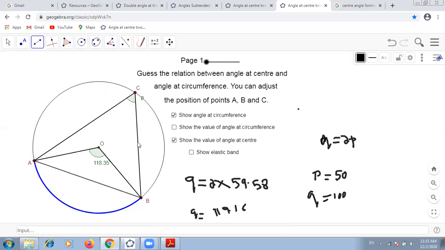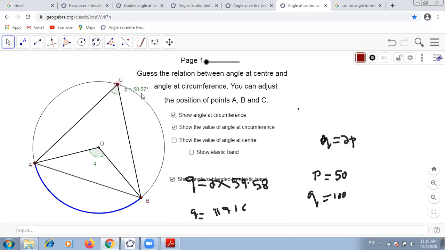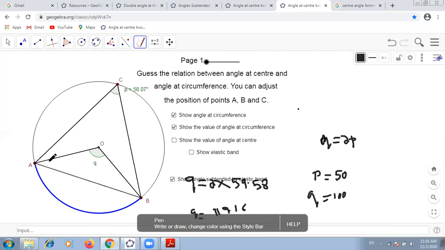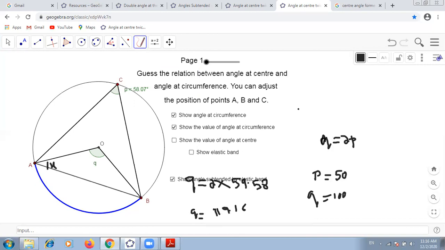So the question will be related to something like this: if we join a segment here, and let's suppose there is a missing value. I create a question, and if P is 58.57, then Q should be double of P. In the same way, we can find the value of A and B, because OA is a radius and OB is a radius, so we can easily say that this is X and this is also X. So first we calculate the value of Q with the help of P, as Q is double of P. So Q equals 2 times 58.57, and when we calculate the value of Q, we can calculate the value of these two angles, because these are the base angles of an isosceles triangle, since OA and OB are radii of the circle.